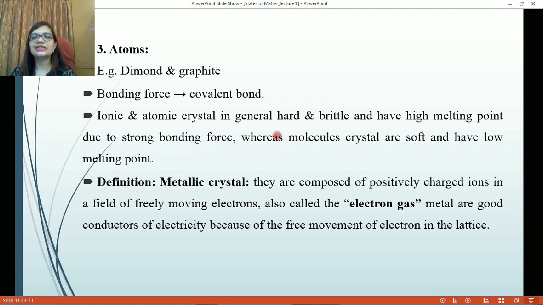Now because of such an arrangement, metallic crystals are good conductors of electricity, because the electronic arrangement is not fixed, the electrons are vibrating, and so they are considered good conductors of electricity. We are going to talk about this in detail in our later lectures.